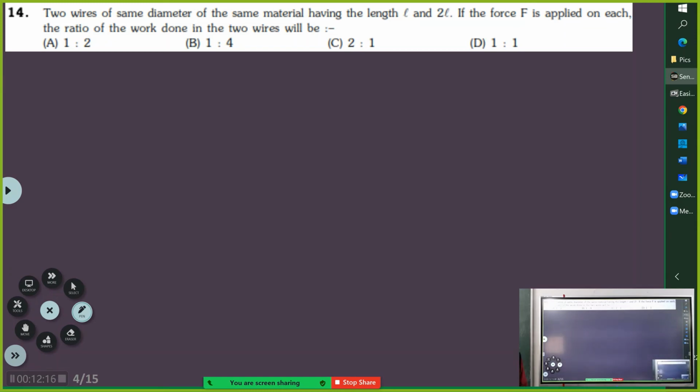Two wires of the same diameter and same material having lengths L and 2L, the same force applied on each, find the ratio of the work done. See, the force applied is the same, continuous, and they are asking you the ratio of the work done. So that means F into delta L. In which case will delta L be more? Because F is the same, the more the length, the more will be delta L. Conceptual problem, no calculation is necessary for this.